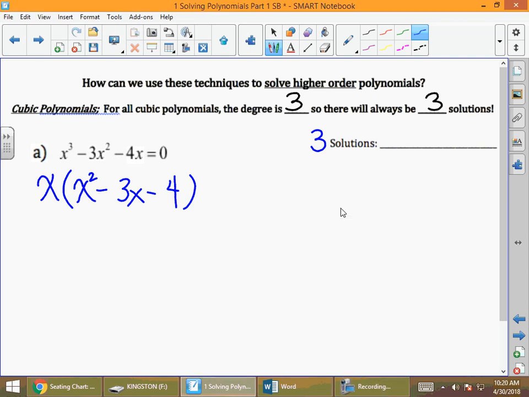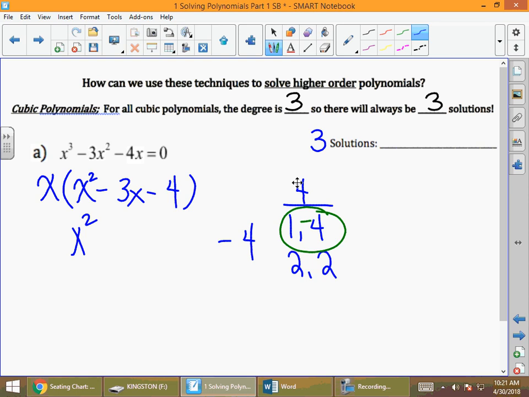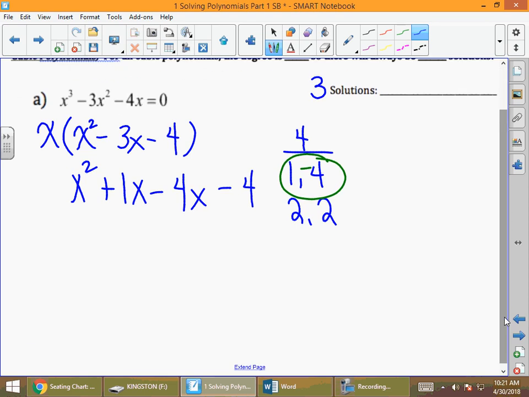Now we're going to split the middle. It's 1 times 4 is 4. And the factors of 4 are 1 and 4, or 2 and 2. And will either one of those combine to be 3? Well, yes. 1 and 4 here. In fact, it's going to have to be 1 minus 4. We've got x squared and the minus 4. And then we can say plus 1x minus 4x. And we'll go to our grouping technique.